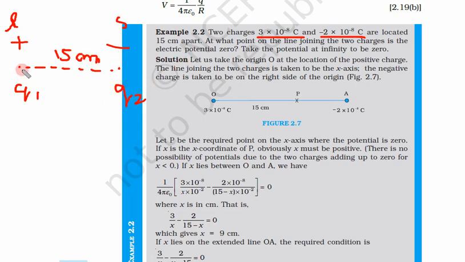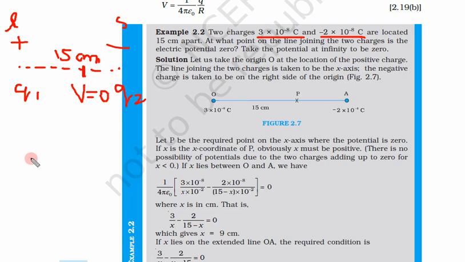So now this is positive charge, this is negative charge. Negative charge is small. This has a higher potential, so it will go much further. And this has a lower potential, so this will go lesser distance. So there is a point in between where we will get a potential equal to 0. Now this is the first case where the point lies between these two points.